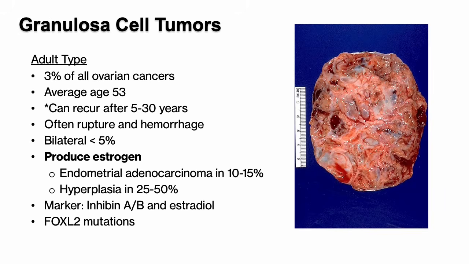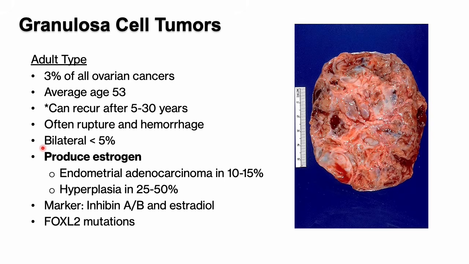Granulosa cell tumors, we talked a little bit about. Average age of 50. I think an important point for granulosa cell tumors is these can recur late. And so oftentimes we'll follow these patients for many, many more years than we would in someone with an epithelial ovarian cancer because they can recur 10, 20, 30 years later. These oftentimes can rupture and hemorrhage. That can be how they present.